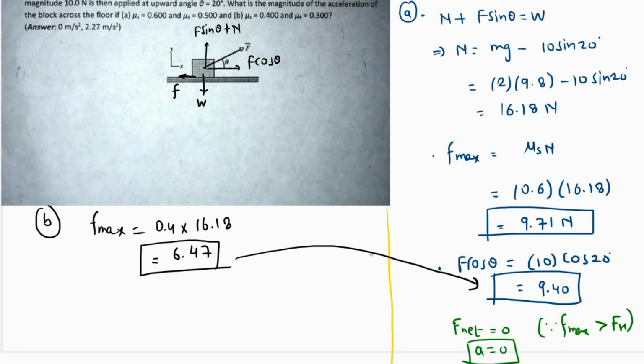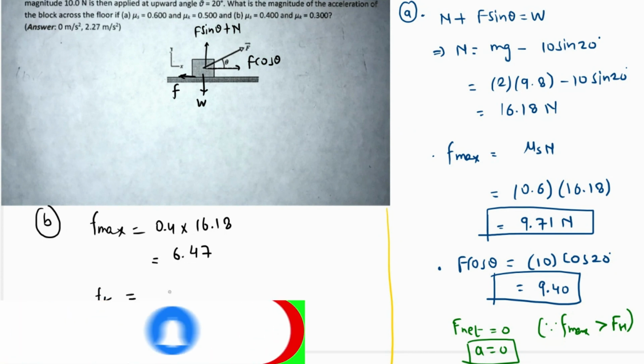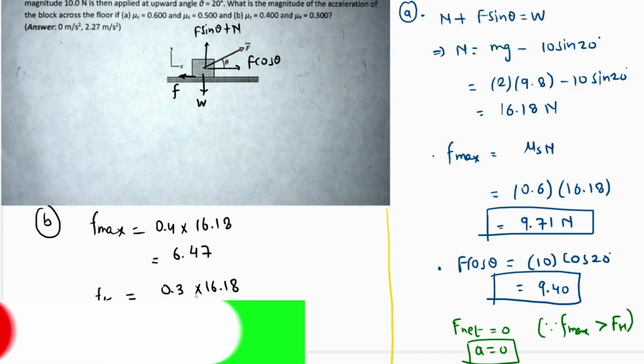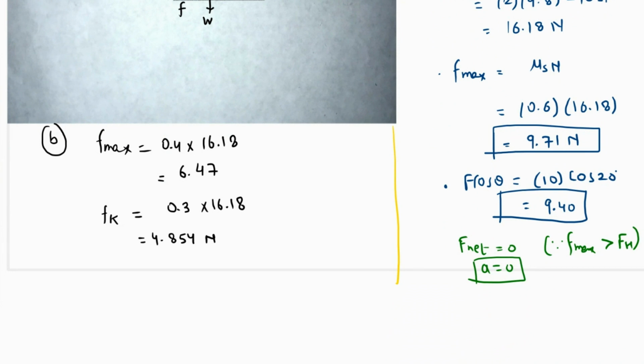So the block will start moving, and as soon as the block starts moving, the kinetic friction will start acting on it, and the kinetic friction coefficient is 0.3. So 0.3 times 16.18 will start acting on it, which is 4.854 newton. What will be the eventual acceleration?